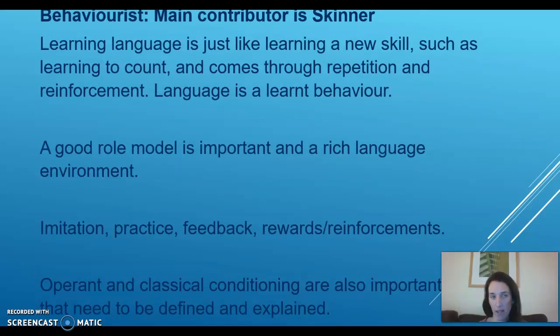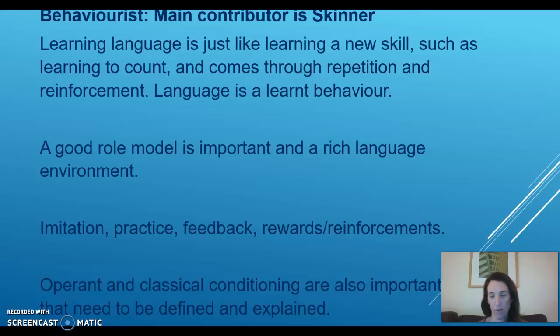Now, our second theory that you are required to explain is the behaviourist theory, and Skinner has contributed a lot of work to this theory. In this theory, language is just like learning a new skill, and there's lots of repetition and reinforcement. Language is a learnt behaviour.